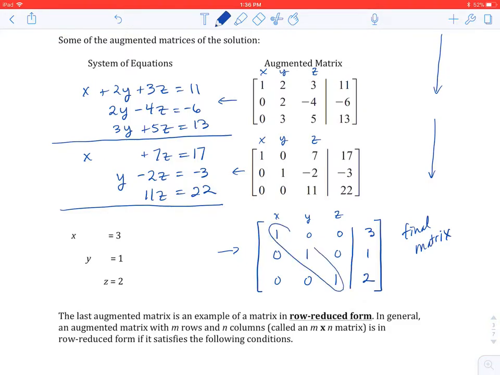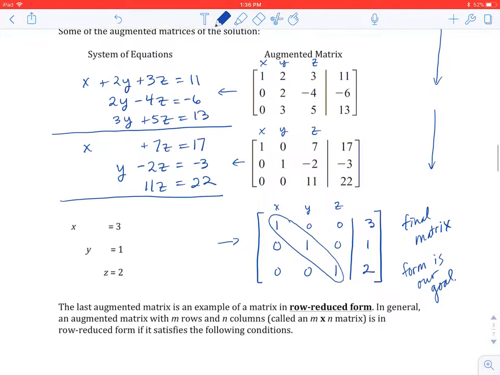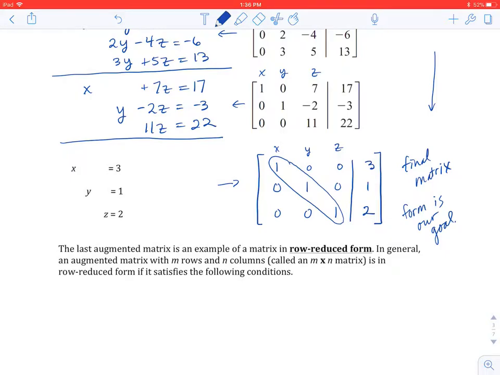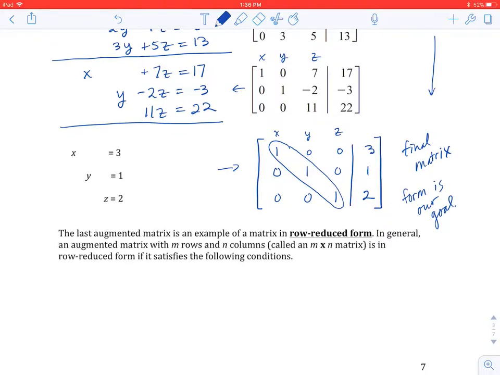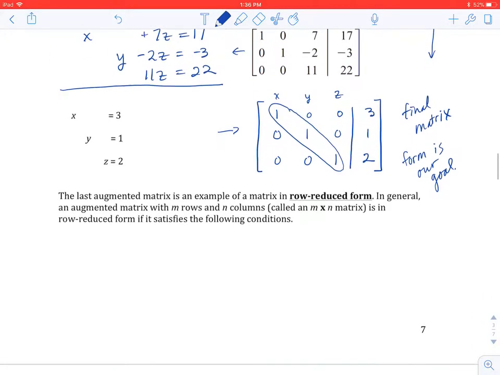We've got ones on the main diagonal, okay? And so each row starts with a 1 and then some zeros, or it might start with a 0 and then a 1. The ones kind of go down and to the right. Then there's no numbers above and below those ones other than zeros. And so this is the form that is our goal, because we know that if we can write it in this form, then we've got three very simple equations: x equals 3, y equals 1, z equals 2, and we found our solution. So we're going to call this row reduced form.